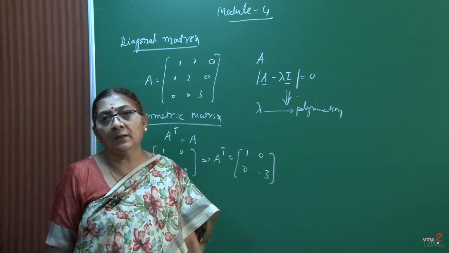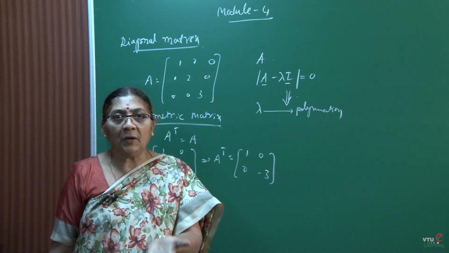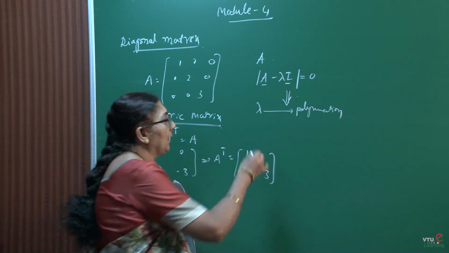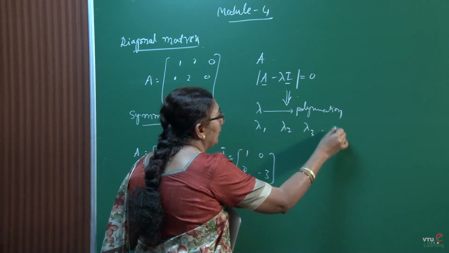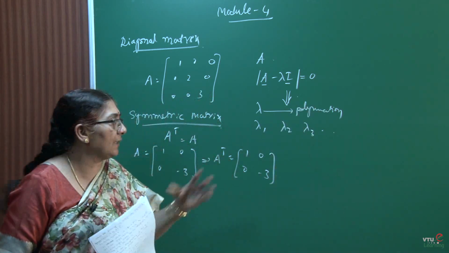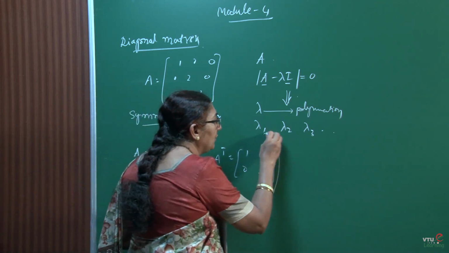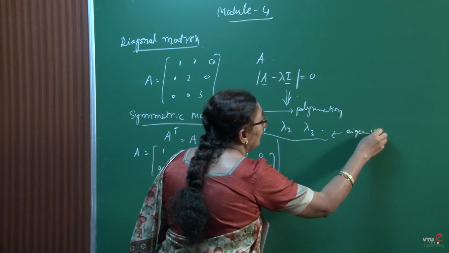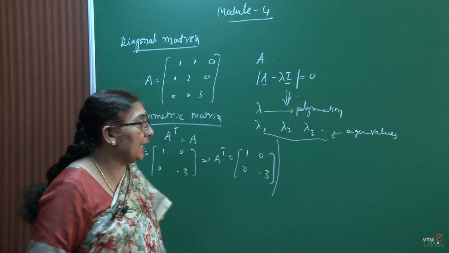Once we get the polynomial, use your VTU allowed calculator, or any fundamental method, to find the roots of the polynomial: lambda 1, lambda 2, lambda 3 and so on. Suppose it's a 3 cross 3, we expect 3 roots. These roots are called eigenvalues. Once we get the eigenvalues, you find the corresponding eigenvectors.